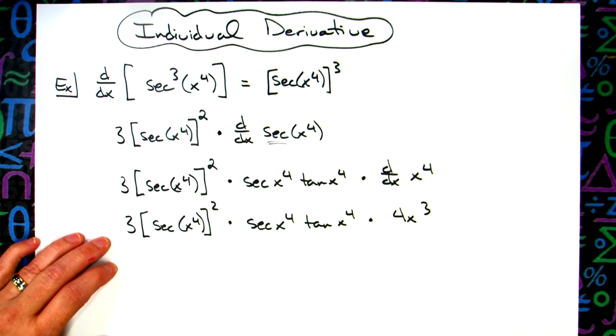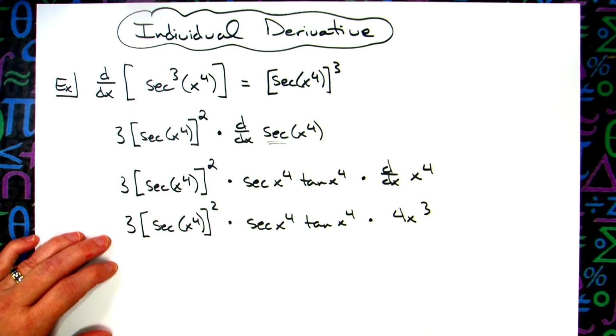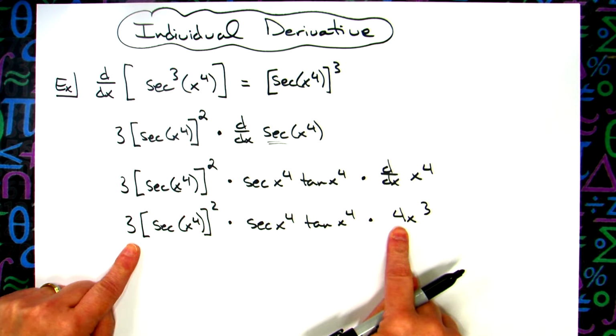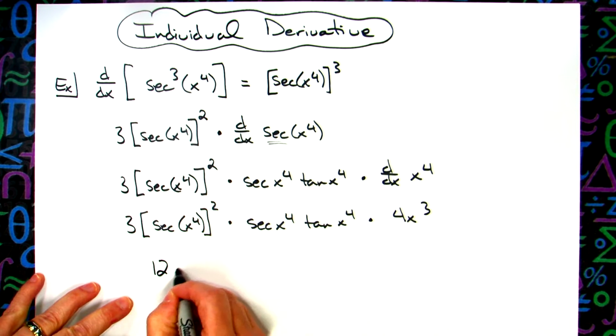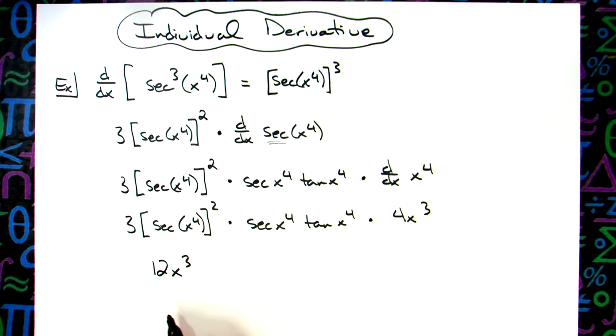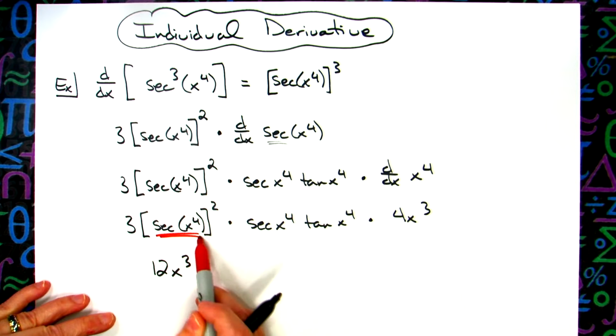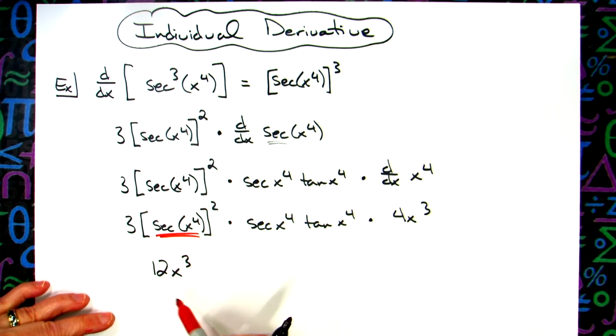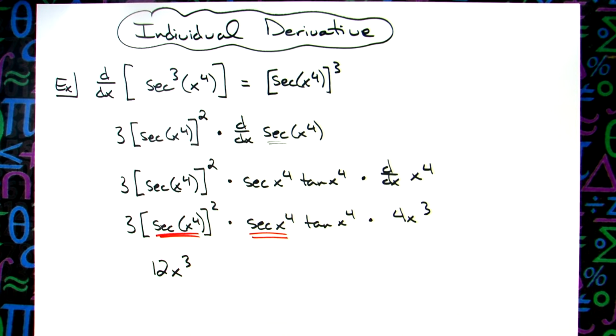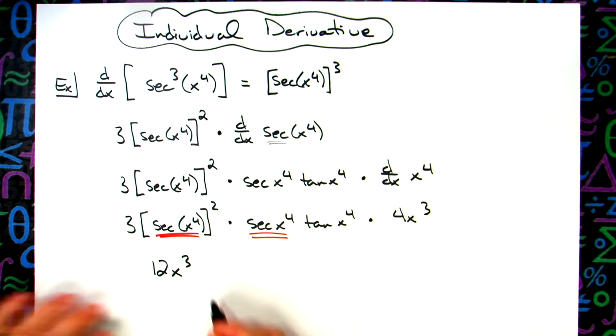All right, now at this point, we just need to put terms together, clean it up a little bit. So I'm going to take my 3 times the 4. We'll have a 12x to the third, and we'll put that out in front as our coefficient. All right, then going through and looking, I've got a secant x to the fourth. I've got 2 of them there. I've got another secant x to the fourth right there. It means I have a total of 3 of them.